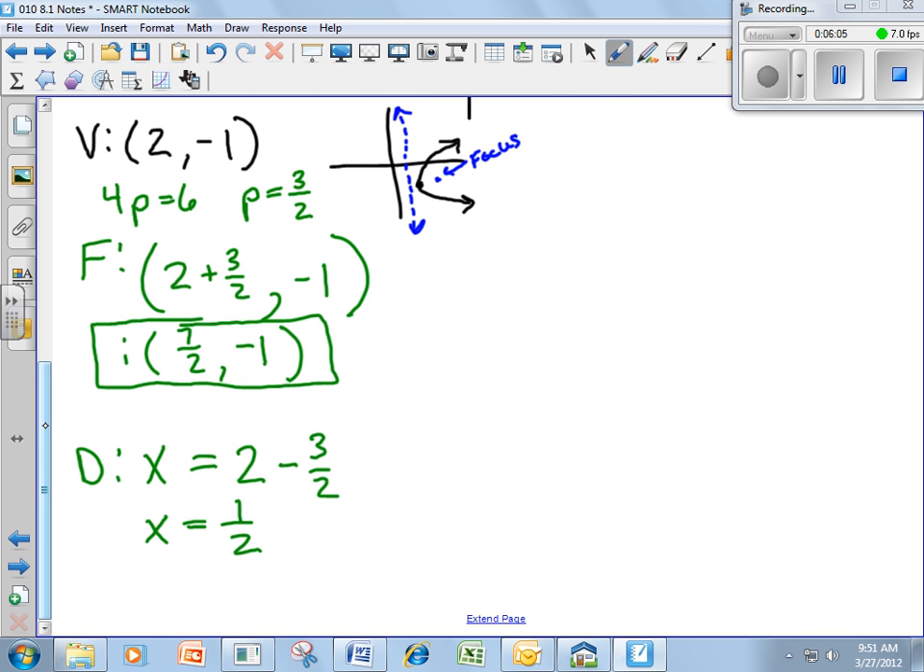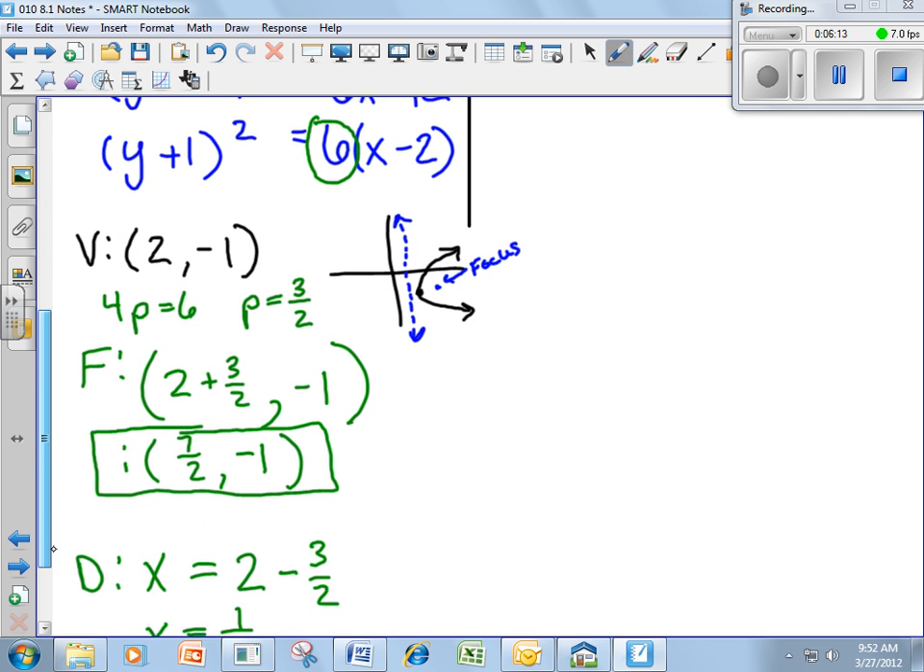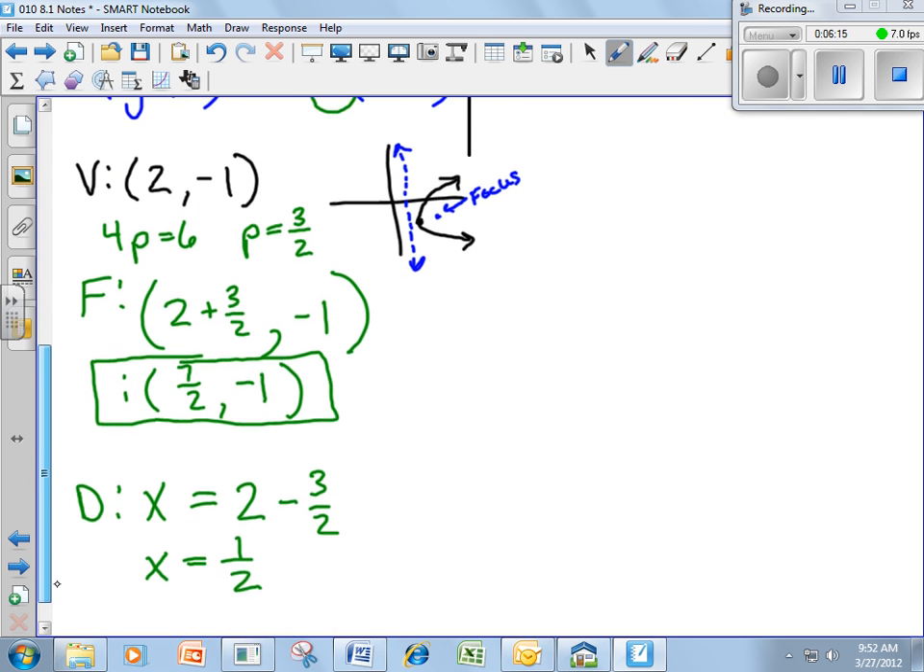So now not only have I gotten this equation at the beginning that didn't tell me a whole lot into the standard form for a parabola, and I've been able to find out a lot of information about this particular parabola.